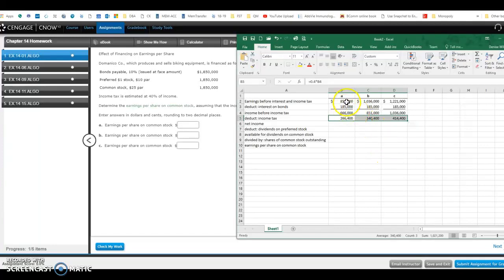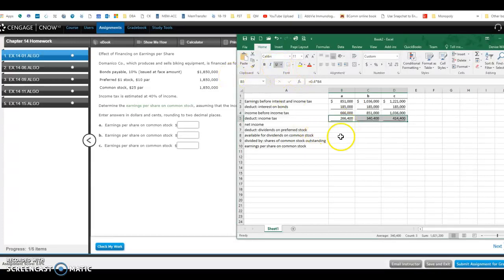So far, the only thing that has changed is the earnings before interest and income tax. So this is going to vary as well because it's based on the earnings. Next, we're going to get net income. Let me go ahead and underline those blocks. There we go. Okay, so net income equals this income before income tax minus the income tax. So now I have net income. I'll put that all the way across there.